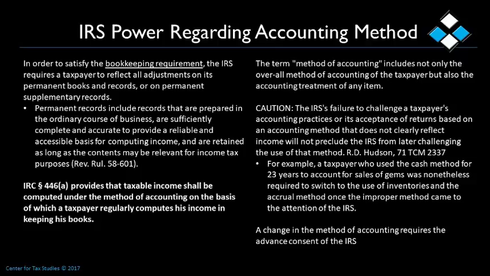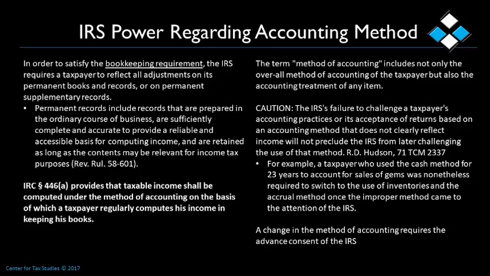And so in order to satisfy the bookkeeping requirement, the IRS requires a taxpayer to reflect all adjustments on its permanent books and records or on permanent supplementary records. Permanent records include records that are prepared in the ordinary course of business, that are sufficiently complete and accurate to provide a reliable and accessible basis for computing tax, and are retained as long as the contents may be relevant for income tax purposes. This is according to Revenue Ruling 58-601.